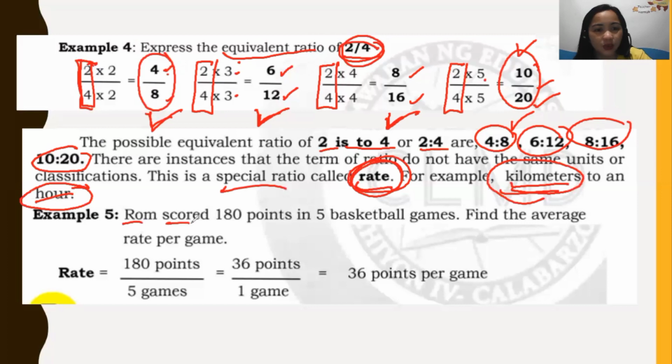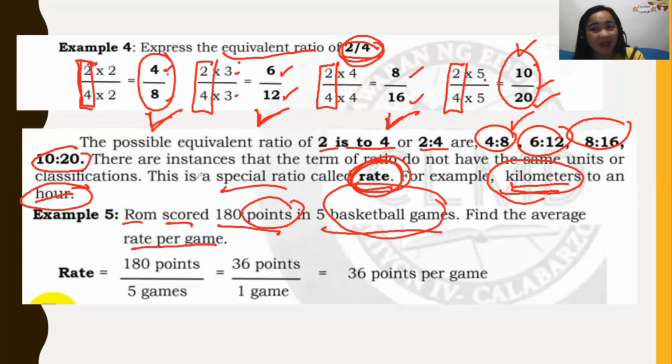Example: Rome scored 180 points in 5 basketball games. What are our variables here? Points and basketball games, so they have different units. Find the average rate per game. You cannot convert points into basketball games, so we cannot convert that. This means we are going to find the average rate per game.